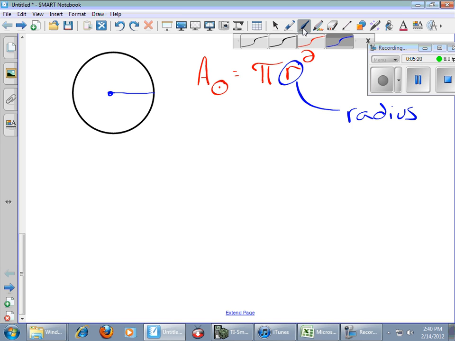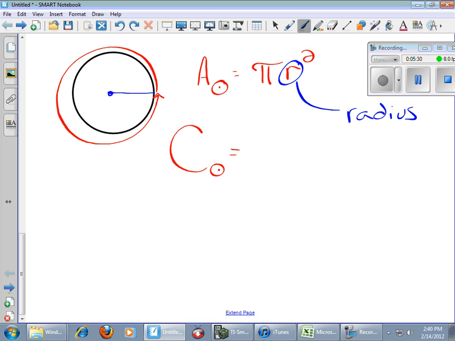Now, circumference of a circle. See, circles don't have perimeter. They have circumference, the distance around the circle. It would be like walking around the circle. How far did you walk? You walked the circumference. All right.